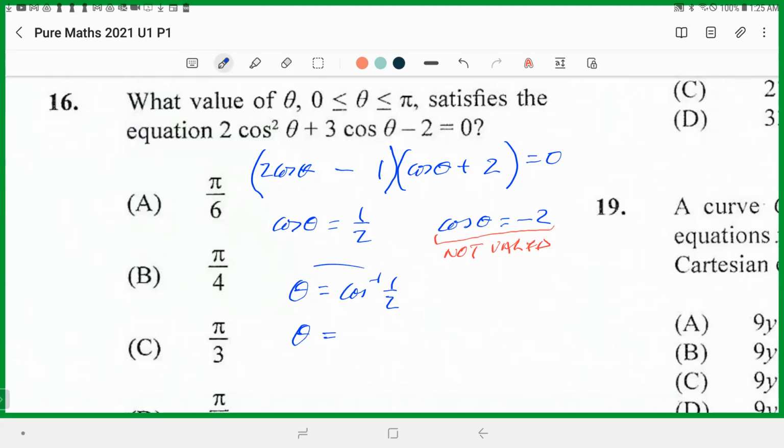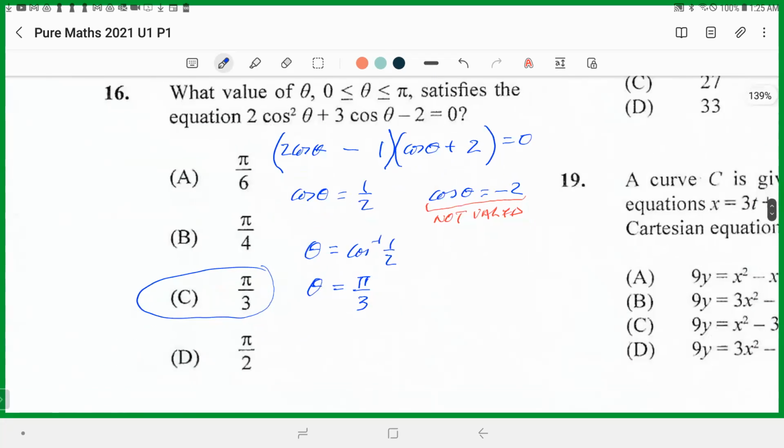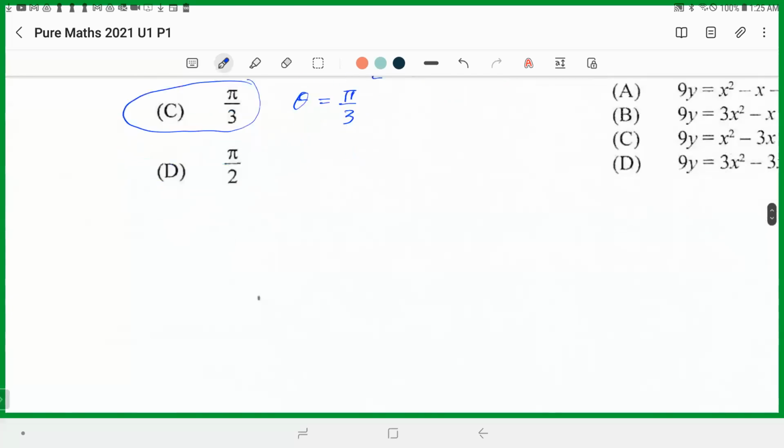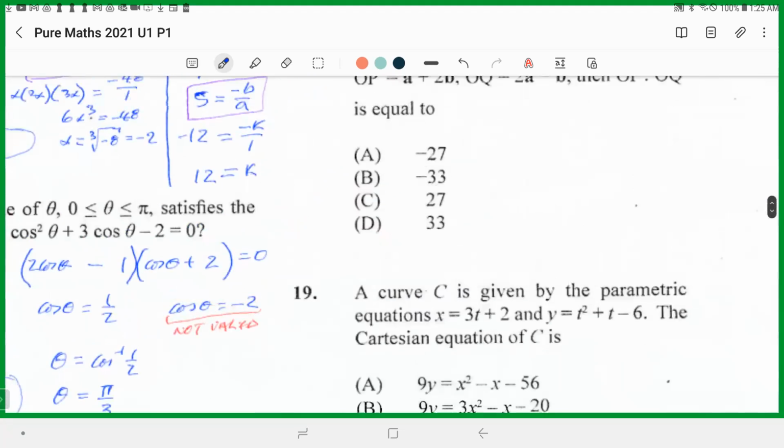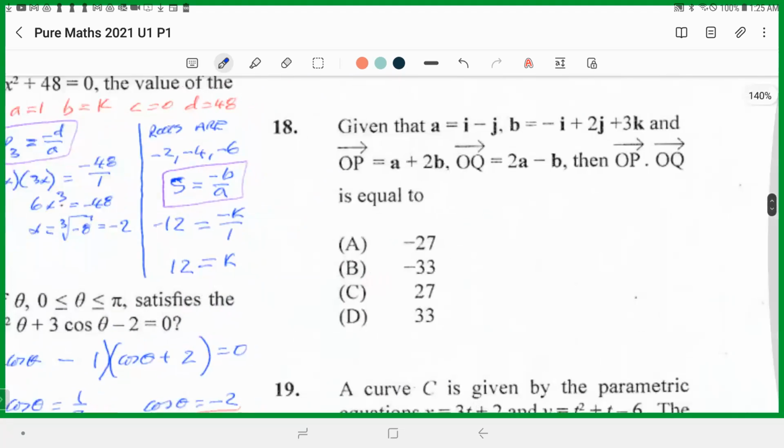In the exam, when you write all this out, the answer is pi by 3. 60 degrees, cos of 60 degrees is a half. Just know those things like how you know your name. Pi by 3 is 60 degrees, pi by 6 is 30 degrees, and so on.